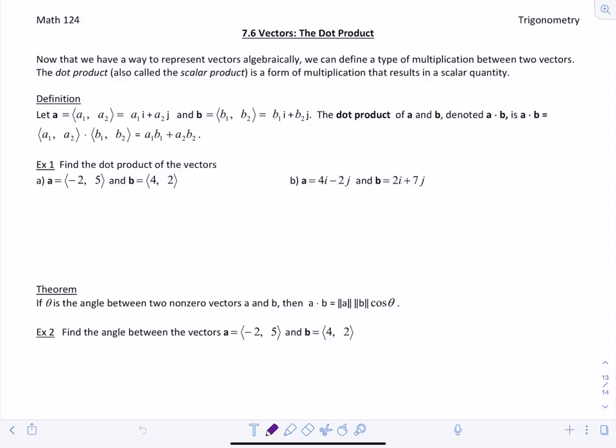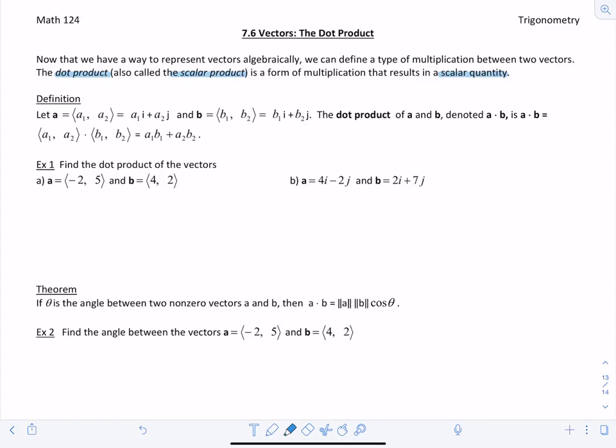Now, there's two kinds of vector multiplication. We're only going to talk about one kind, that is the dot product. And later on in your math career, you'll learn about the other kind of vector multiplication. The dot product is also called the scalar product, and that's because when you multiply two vectors using the dot product, the result or the answer that you get back is a scalar. So you don't get back another vector, you get back a scalar.